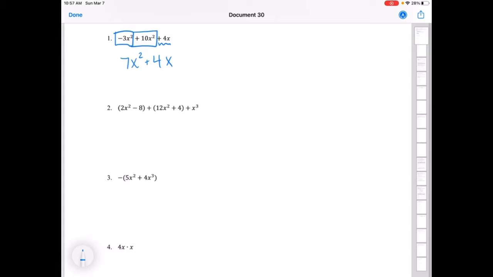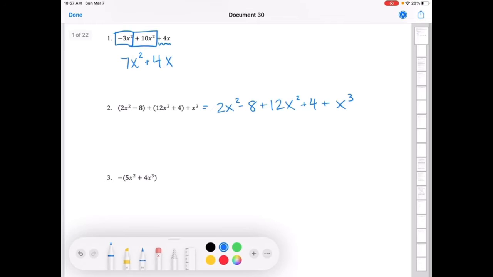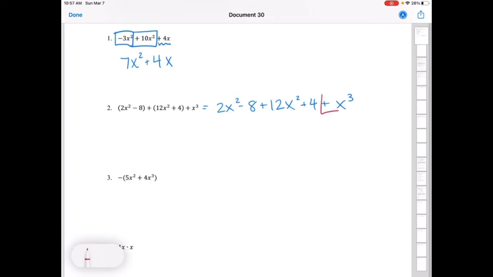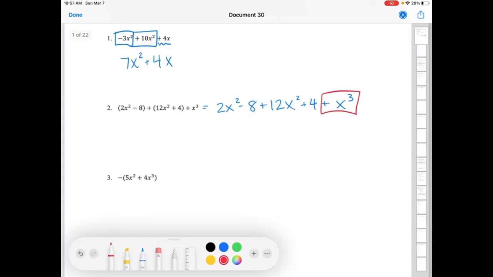Here, parentheses don't really matter because this is all separated by addition. So this is the same thing as rewriting. So I'm going to go from highest to lowest degree. So I'm going to start with x to the third. There's no other terms like that, so I'm going to change colors to green.